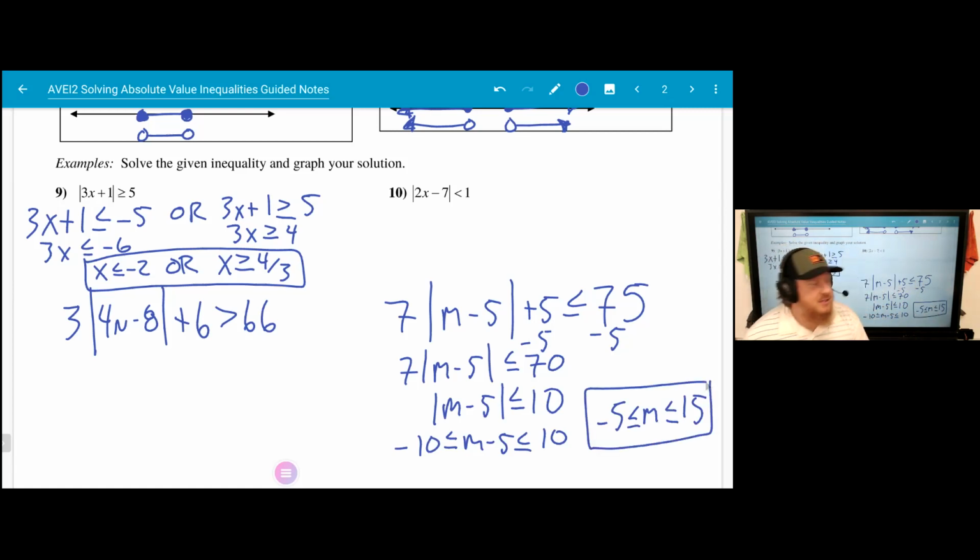Your job right now is to do number 10, and then we'll call this 9A, the other one that's down there. When you're done, check your work.